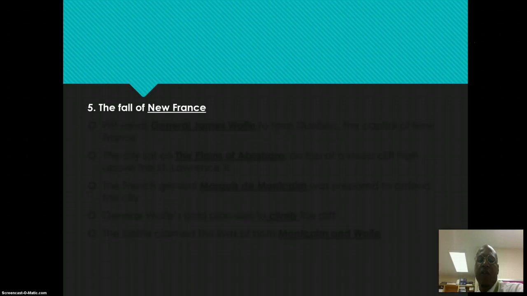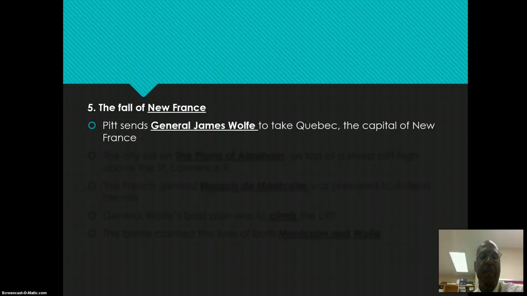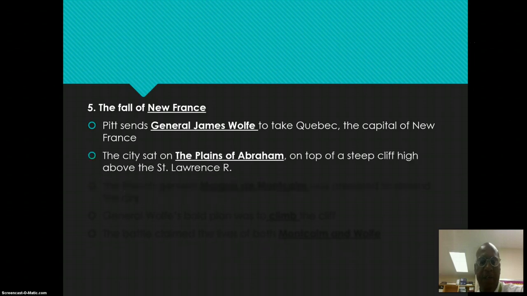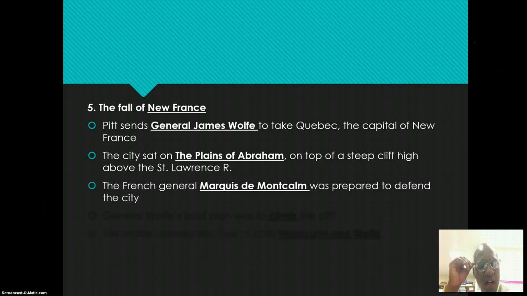The fall of New France. Now we have the French on their heels, and the British continue to progress and move forward. They capture Fort Duquesne, and now they move on to the capital city of Quebec. Pitt sends General James Wolfe to take on this task. The city is located on a steep cliff above the Plains of Abraham, which strategically allows it to protect itself, to be fortified, and to see its enemies as they approach. So it's not an easy task for the British to capture Quebec.